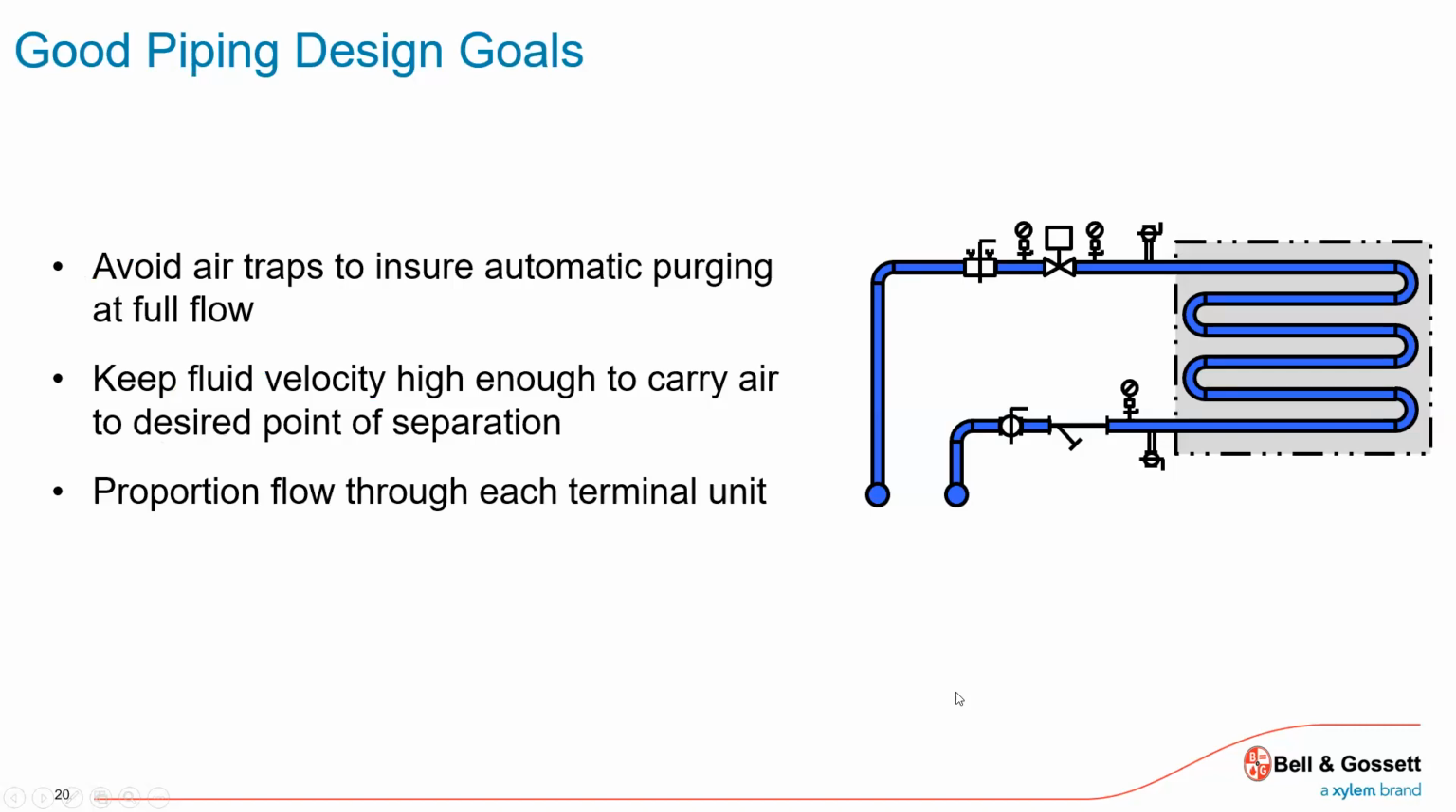So good piping designs on fan coils or any kind of terminal unit avoid air traps and ensure automatic purging at full flow. Keep the velocity high enough. We talked a little bit about that on scale 3 on system size last week. I want to make sure velocity is at least above 2 feet per second. 3 to 4 to 5 is a good design range, just to keep the velocity high enough to carry the air. And then obviously balancing through all the different terminals, make sure I have flow through all my units.